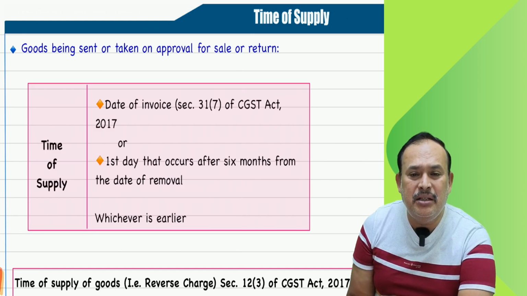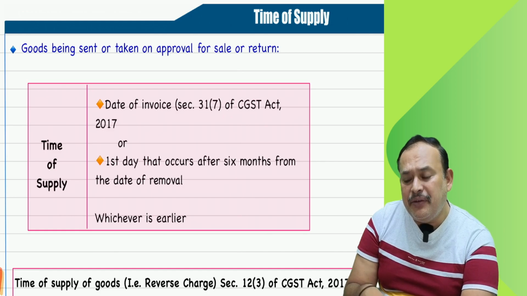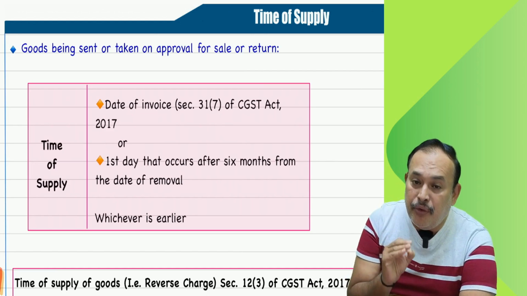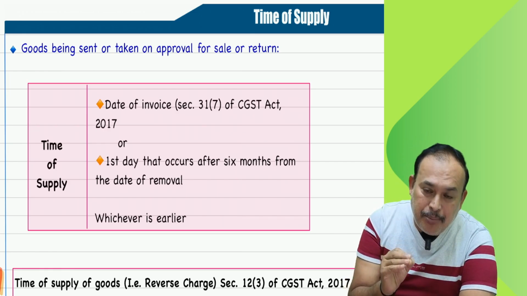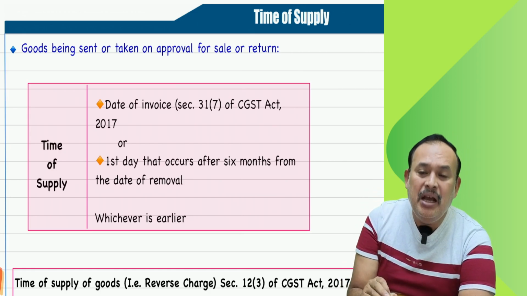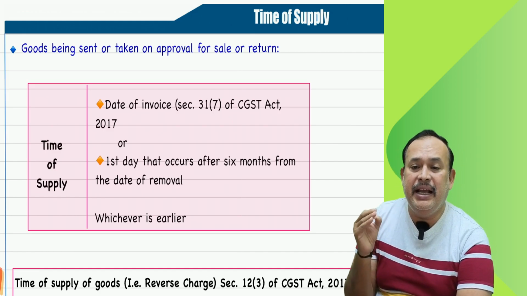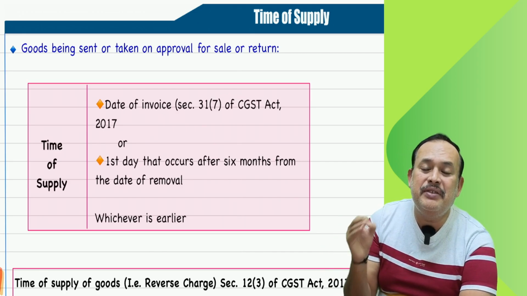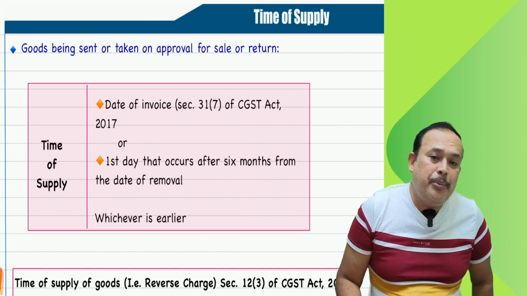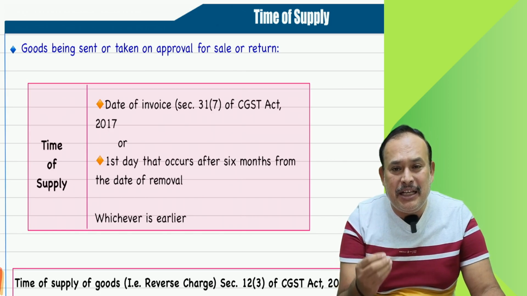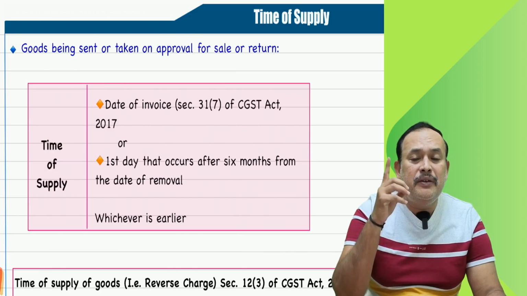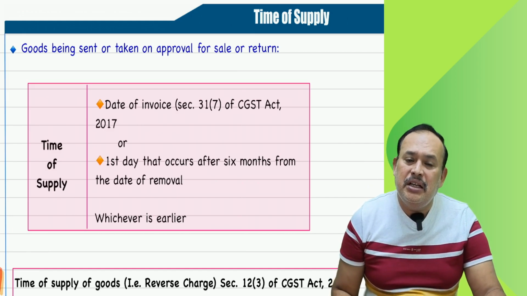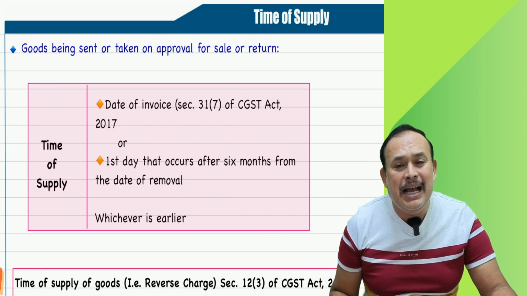As per section 31, subsection 7 of the CGST Act, the invoice date is before or at the time of supply, or the first day that occurs after expiry of 6 months from the date of dispatch, among the three, whichever is earlier. That means the invoice can be issued before supply takes place, at the time of supply, or at the latest on the first day after expiry of 6 months from the date of removal.